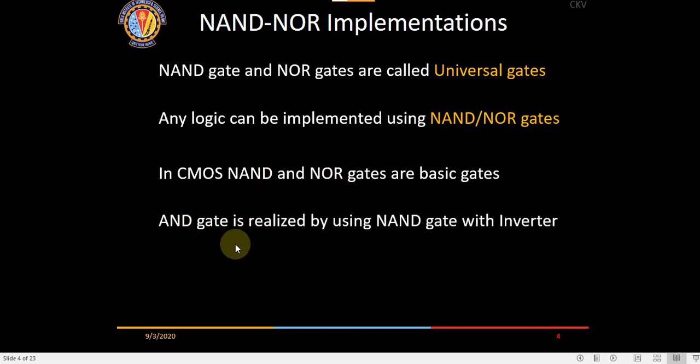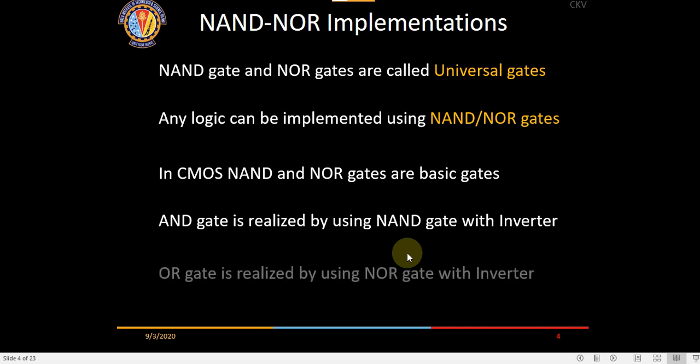To make an AND gate, we make a NAND gate and put an inverter. So AND gate is difficult to fabricate; it is the NAND gate we make. That's why it is important that we synthesize our design based on NAND gates, for easy synthesis. Similarly, an OR gate is realized by using a NOR gate and then putting an inverter. So these are the universal gates. With NAND gate you can make OR also, with NOR you can make AND also, right? So these are the universal gates.